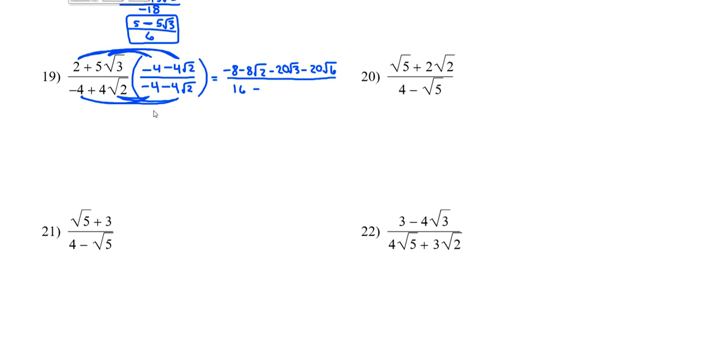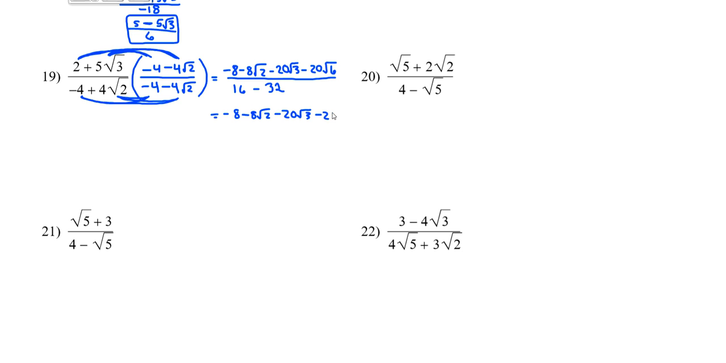All right, so this becomes, let's see, any like terms in the numerator there? Nope. So I leave my numerator alone. Negative 8 minus 8 root 2 minus 20 root 3 minus 20 root 6. So no common radicals there. And then 16 minus 32 is negative 16.